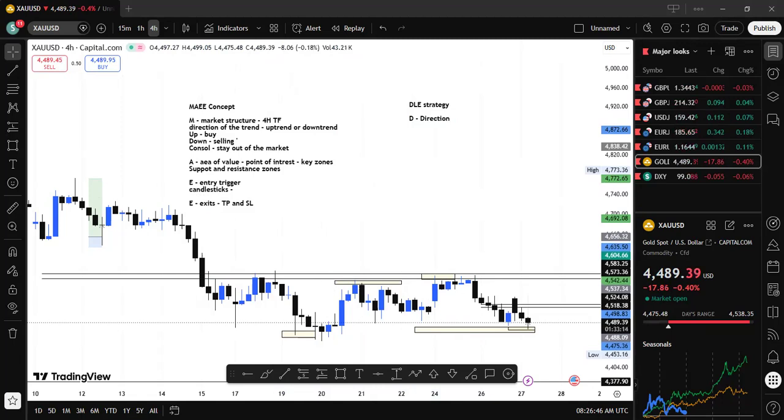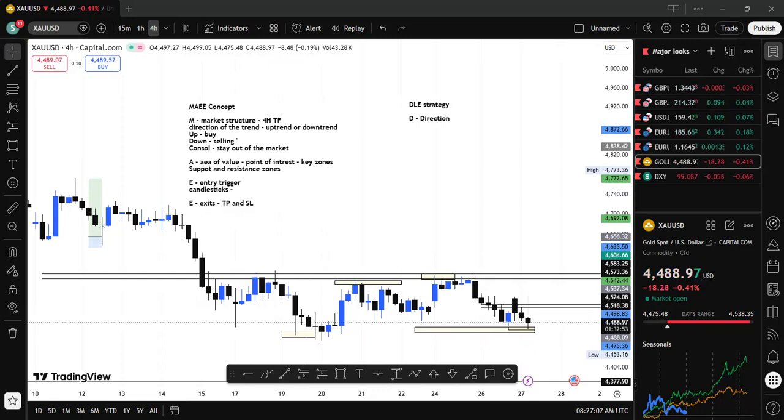Is that okay? And the last part is execution. That is when to buy or sell. It requires that you confirm on the lower time frame after the price enters the key zones on the higher time frame. So, for example, on the 4-hour time frame, which is our higher time frame, we check whether the market is in an uptrend or downtrend.